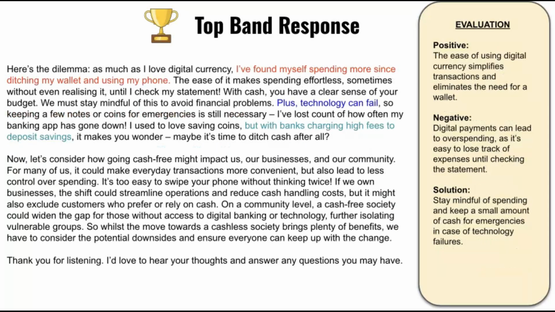For the second half of the response, my positive evaluation, well, it looks at the ease of using digital currency and how it simplifies transactions and eliminates the need for a wallet. And my wallet, trust me, it's pretty bulky. It's got about 20 different cards, these garishly coloured credit cards. Negative, digital payments can lead to overspending, as it's easy to lose track of expenses until checking the statement. And solution, staying mindful of spending and keeping a small amount of cash for emergencies in case of technology failures.